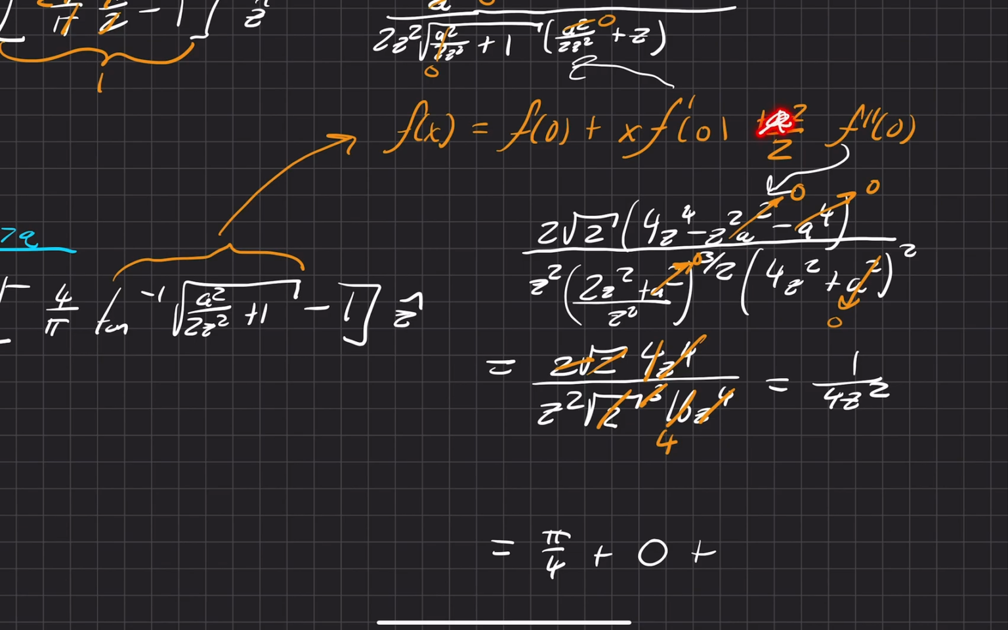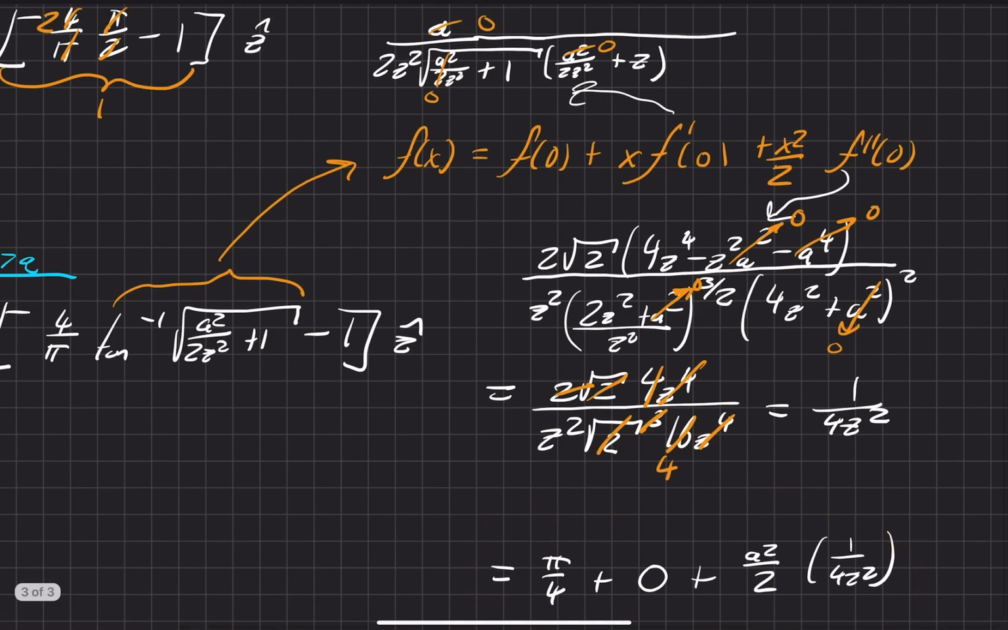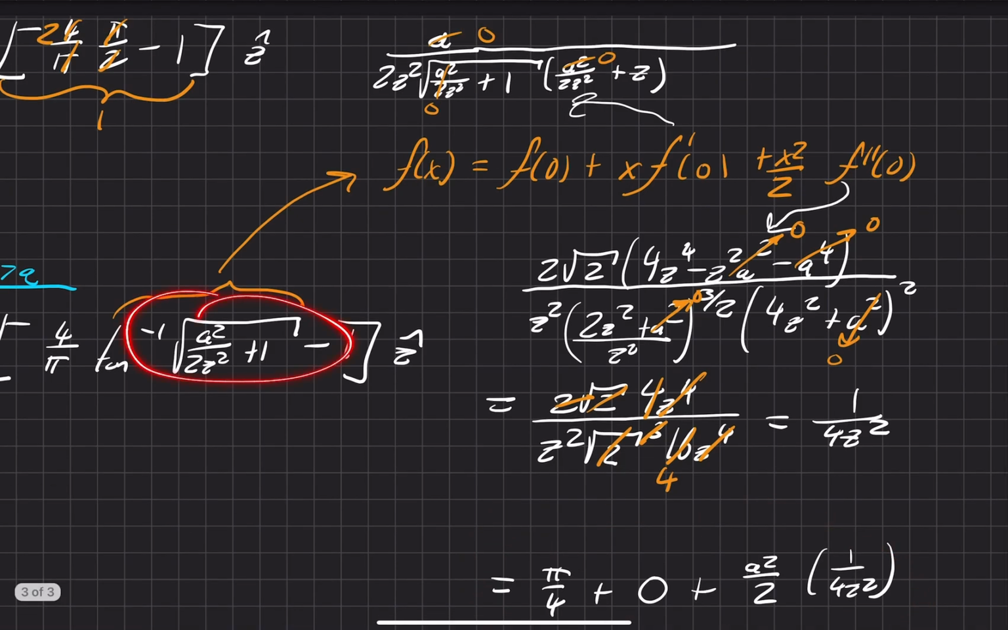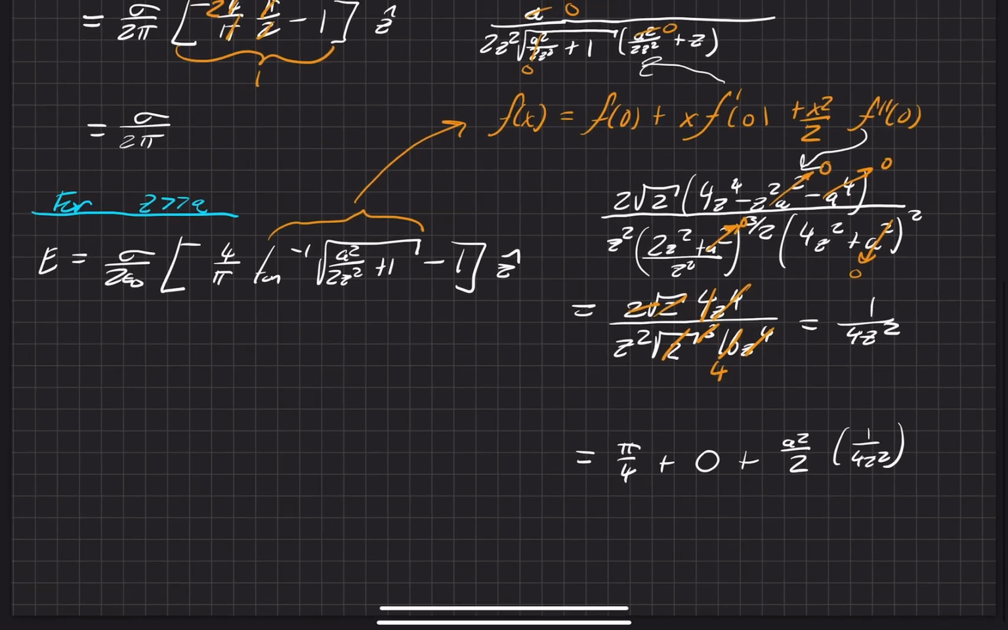All right, so that is our next term that we can put right here, and then since x is actually our a, our variable, we have a squared over 2. So we'll go ahead and put that right here, so it'd be a squared over 2 times 1 over 4z squared. So this is our Taylor approximation for this right here. So we'll go ahead and zoom back out and plug that into our equation.